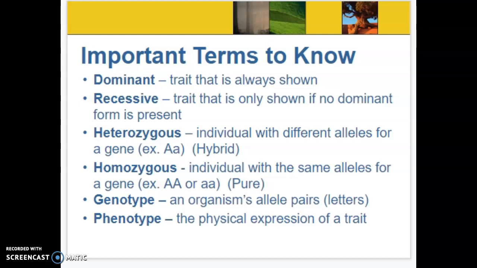The genotype is the actual letters for the alleles. That's what you're putting in the Punnett squares. And phenotype is basically how those genotypes are interpreted. In other words, what do you see?